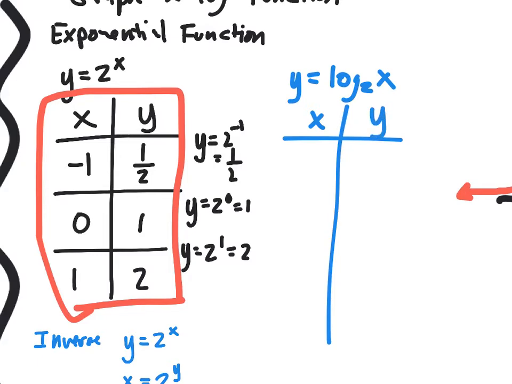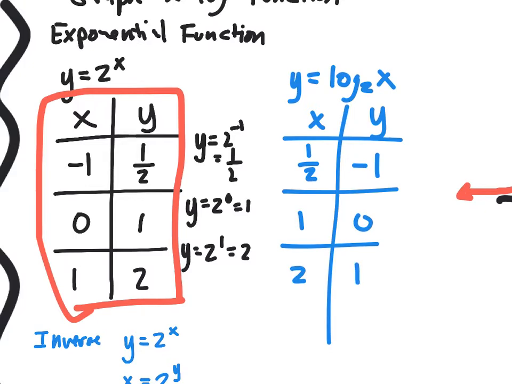I'm just switching these. All I'm going to do is take the points from my exponential function, which we are able to generate, to obtain the points on my log function. So what I have here is this. I'm going to switch these two numbers. So x is going to be 1/2, and the y value is going to be -1. I'm going to switch this so I get the point 1, 0, and then the point 2, 1.